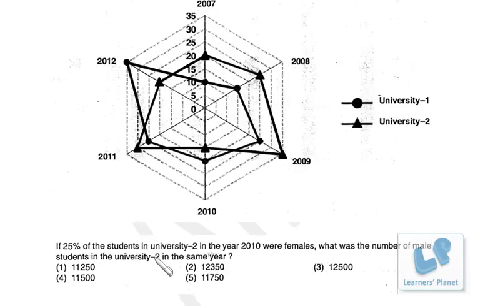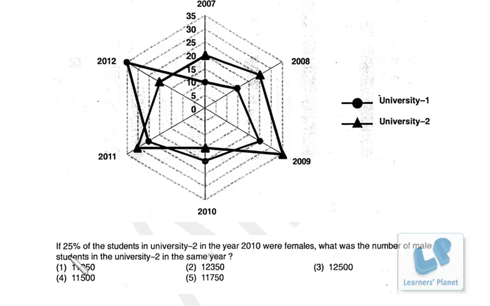If 25% of the students in University 2 in the year 2010 were females, what was the number of male students in University 2 in the same year? Now here we are talking about year 2010 and University 2, right? So in year 2010, University 2, that is triangle, the number of students were 15,000. So total number of students are 15,000.